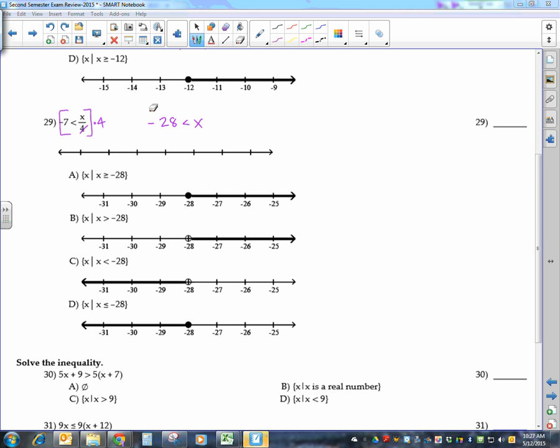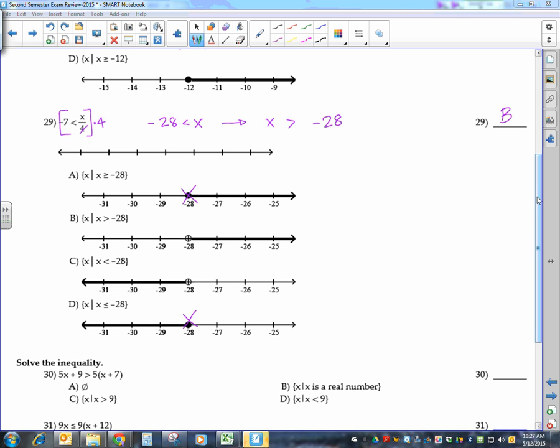Now, that doesn't have the variable on the left side, so if you switch the sides, you have to flip the sign. So x is greater than negative 28. It doesn't have an equal, so it's not going to be filled in. And x is on the left, it points that way, so my answer for 29 is going to be B.